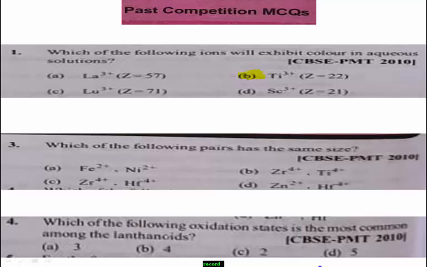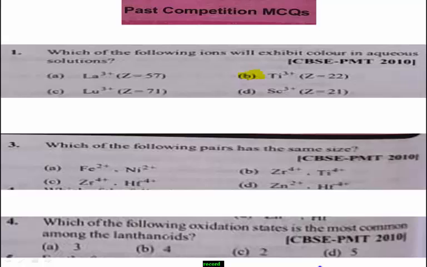Next, question number 3. Which of the following pairs has the same size? Let's observe carefully. This type of question is asked several times. Option A, Fe2+ and Ni2+. Option B, Zr4+, Ti4+. Option C, Zr4+, Hf4+. Option D, Zn2+, Hf4+. Which of the following pairs has the same size?